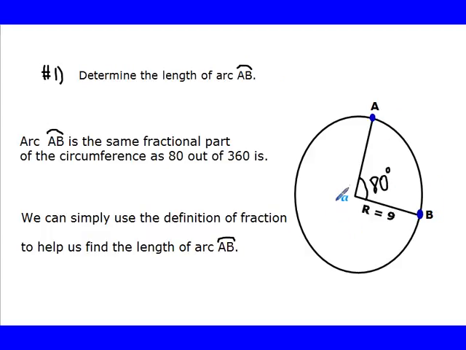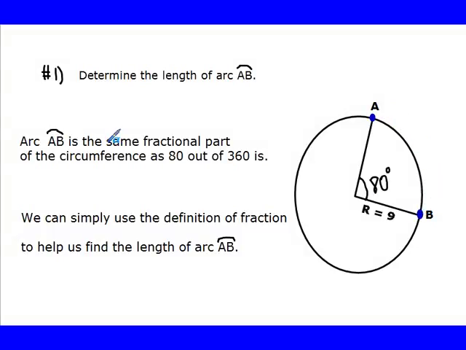We're given this circle, and where you see this little arc here, 80 degrees, remember this is called the central angle because it is formed from the center of the circle. We're given that r is equal to 9. We need to determine the length of this arc from A to B.